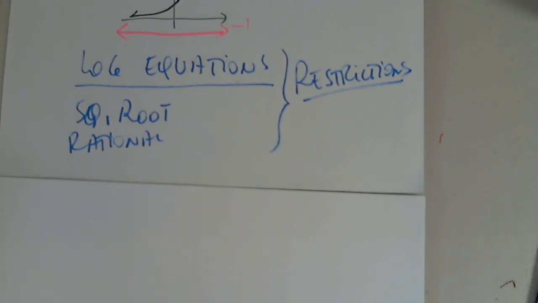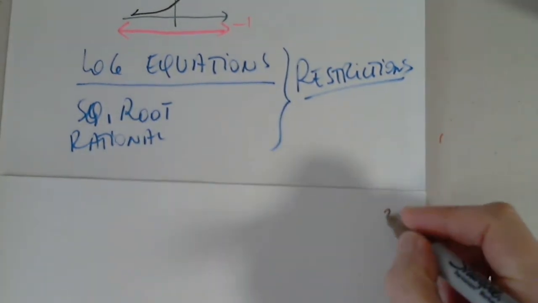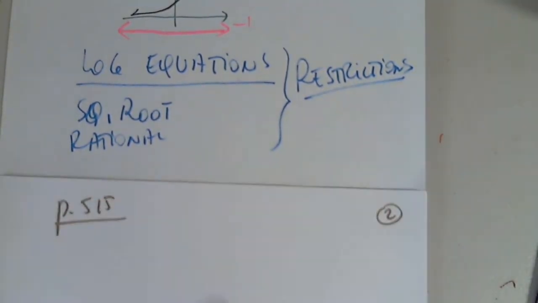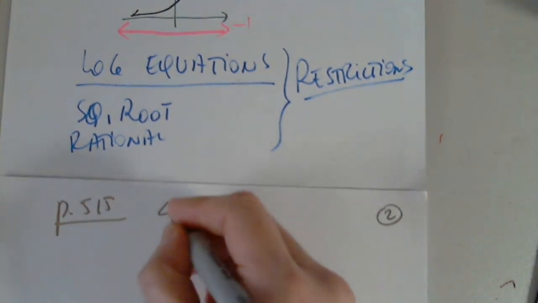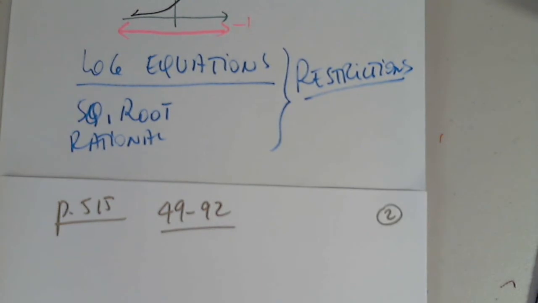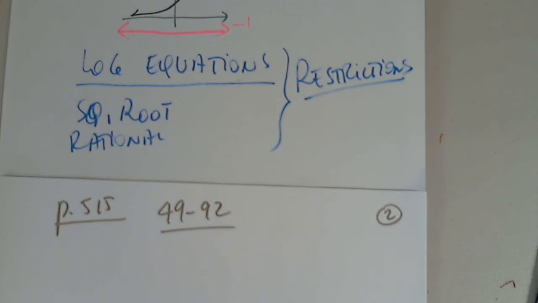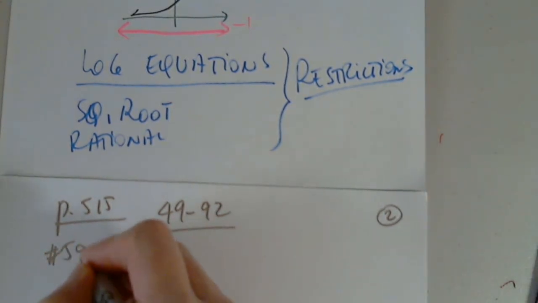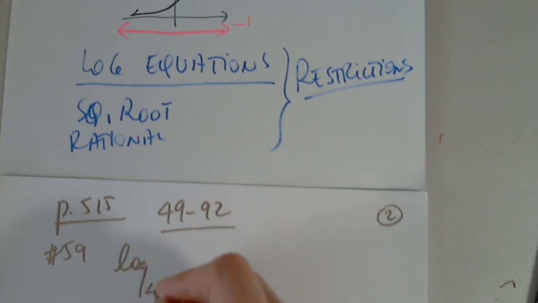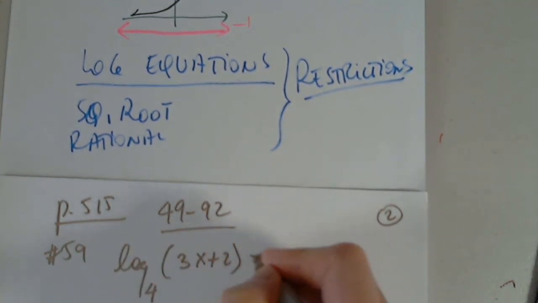Okay. So our first problem, let's move on to page 515. You choose anywhere you want from 49 till 92. Allow me to start first. I would like to start with 59. And 59 is log base 4 of 3x plus 2 equals 3.